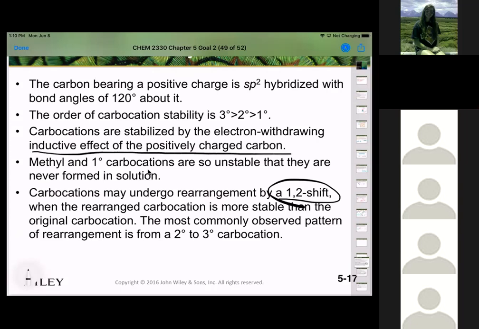Carbocations are stabilized because they can pull electron density away from those neighboring carbons. So if you have 3 carbons bonded to that carbocation, it is the most stable. 2, a little less, but if you only have that 1 carbon or no carbons at all, it's very difficult to stabilize that positive charge.